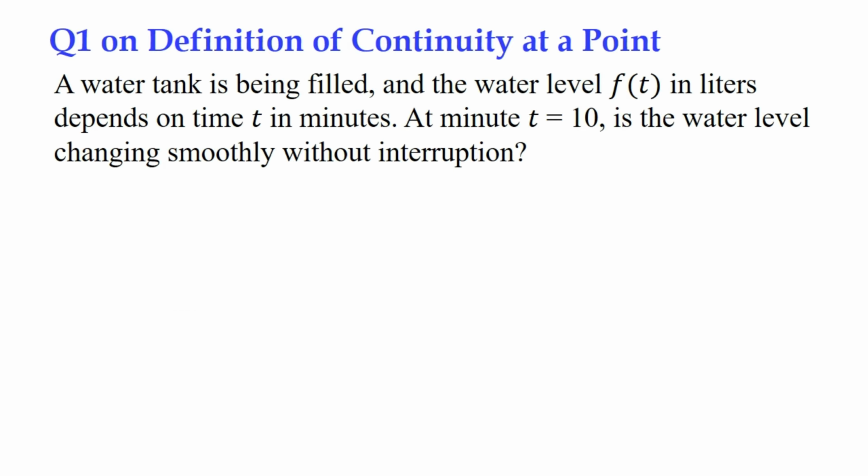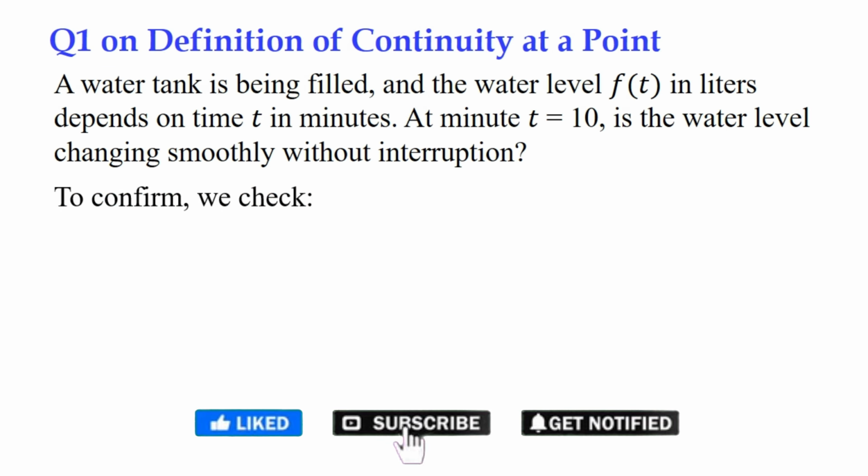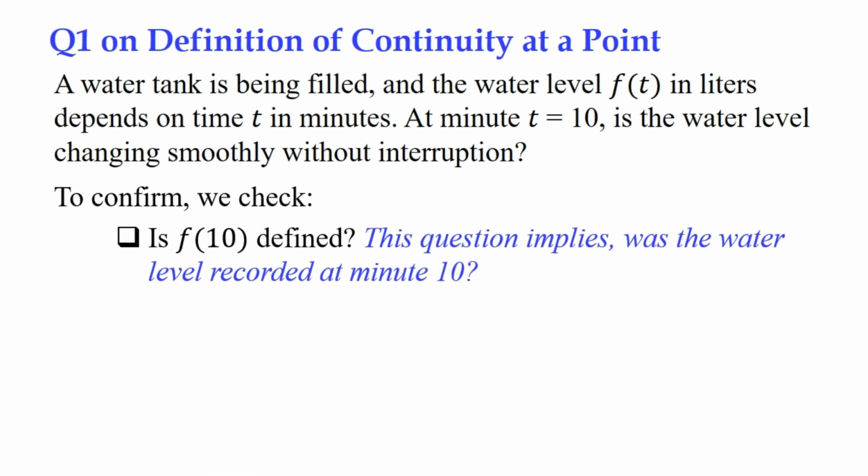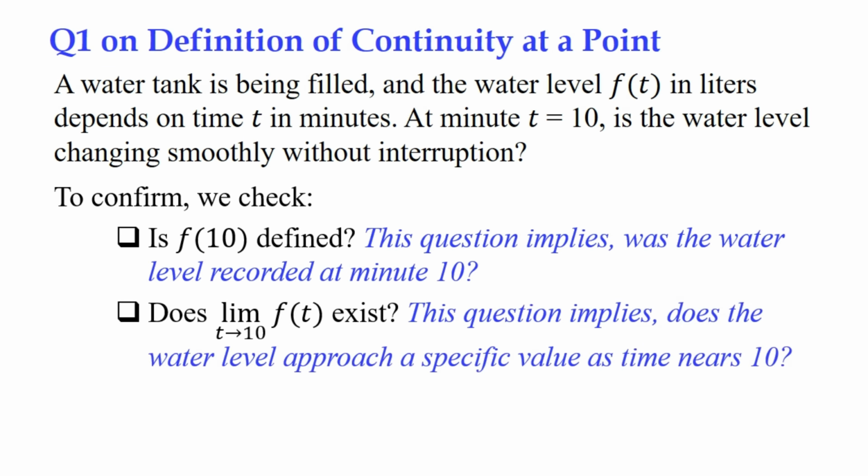Real-life question. A water tank is being filled, and the water level f(t) in liters depends on time t in minutes. At minute t = 10, is the water level changing smoothly without interruption? To confirm, we check. 1. Is f(10) defined? Was the water level recorded at minute 10? 2. Does lim t→10 f(t) exist? Does the water level approach a specific value as time nears 10? 3. Does lim t→10 f(t) equal f(10)? Short solution. If all three are true, then the water level is continuous at t = 10. It changed smoothly without any sudden jump or gap.